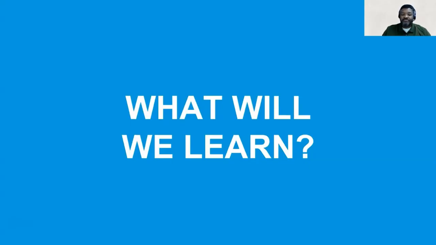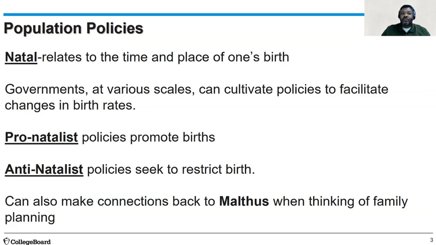What will we learn? We'll look at population policies instituted by various governments across the globe. Before we start, let's look at a couple of root words. Natal. This relates to the time and place of one's birth. For example, have you ever been to a hospital and gone to a neonatal unit? Neo means new, natal meaning birth, so you have newborns.